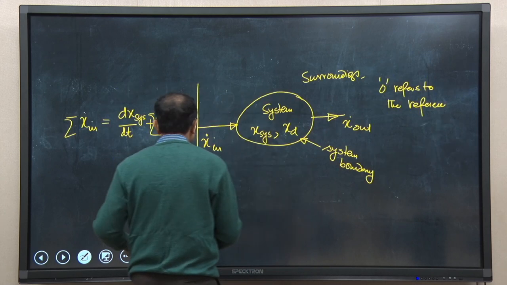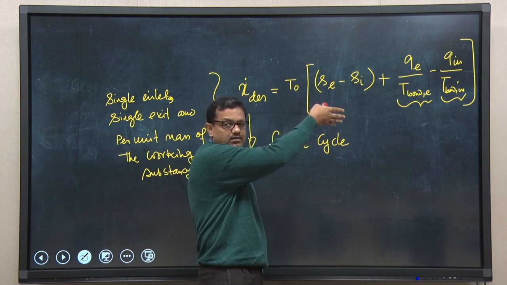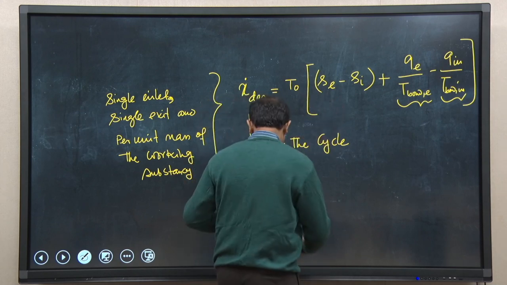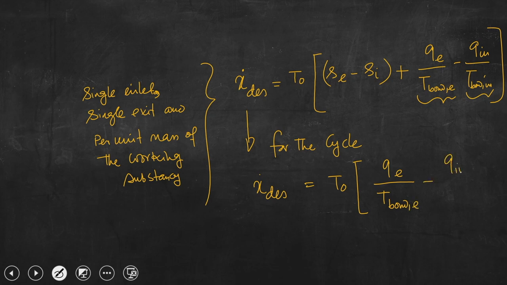So, if we try to write this expression, you can write it even for all the individual components, but if you would like to write this for the cycle, then exergy destruction is equal to T naught into Q exit by T boundary exit minus Q in by T boundary in, right. So, this T naught is the surrounding state.